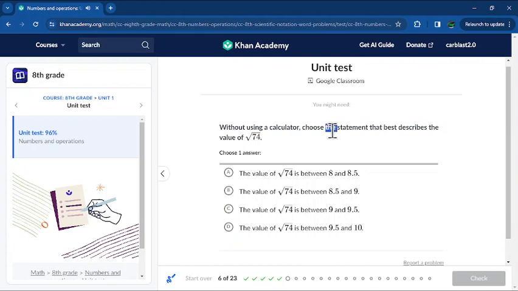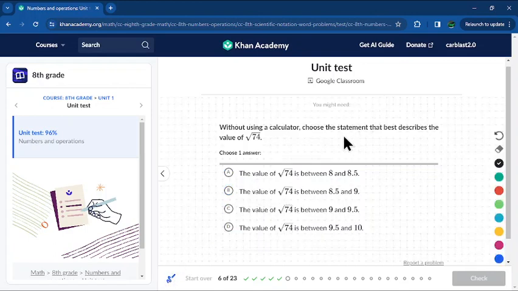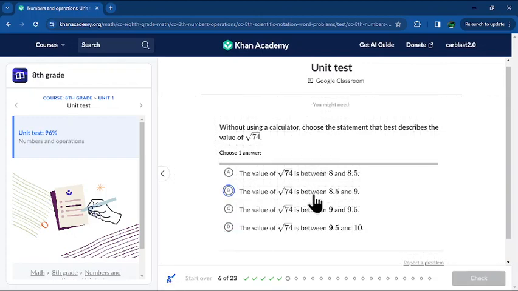Without a calculator, which statement best describes this? Well, the square root of 74 is between 8 and 9 guaranteed. So what is it actually? 74 is between 64 and 81, because 81 is the same as 9 squared and 64 is the same as 8 squared. So 74 is only 7 units away from 81, while it is 10 units away from 64. So the best answer would be between 8.5 and 9.